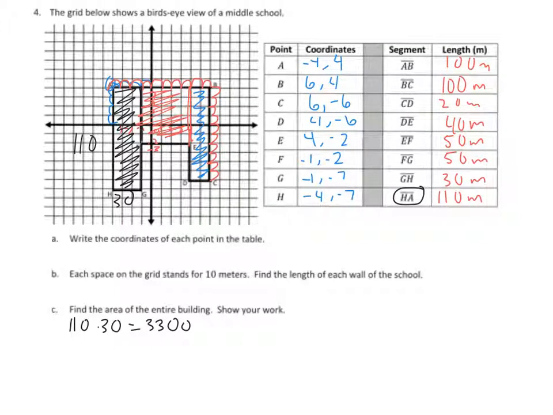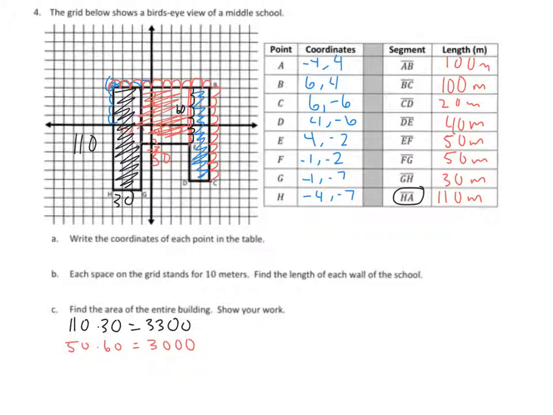For the red rectangle, you know that from F to E, we have 50. And we know from here we can just count boxes. So we just go for the length. 2, 3, 4, 5, 6. So to find the area of the red rectangle, you would just do 50 times 60, which gives you 3,000.